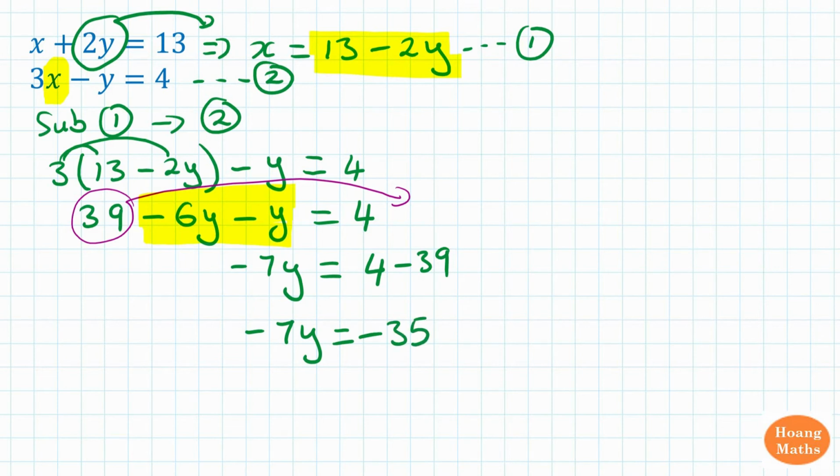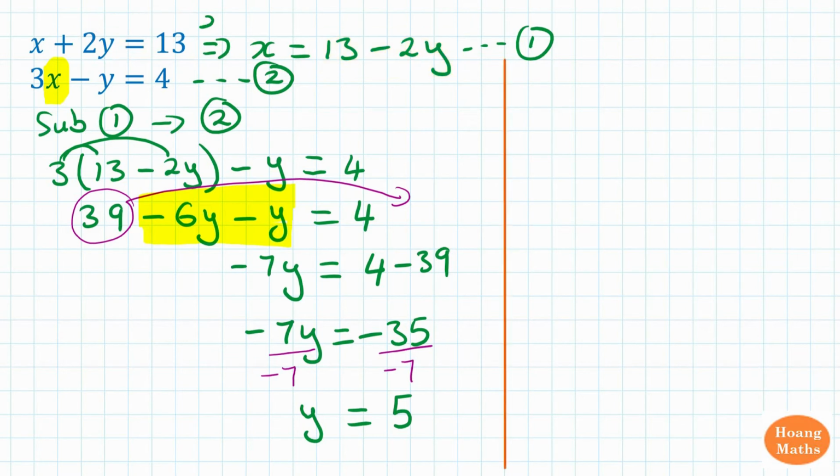Then to get rid of the negative 7, I divide by minus 7, divide by negative 7. So therefore, y is equal to, negative divided by negative is positive, so 7 times 5 gives me 35. In other words, 35 divided by 7 is 5. Otherwise, you can just use your calculator.